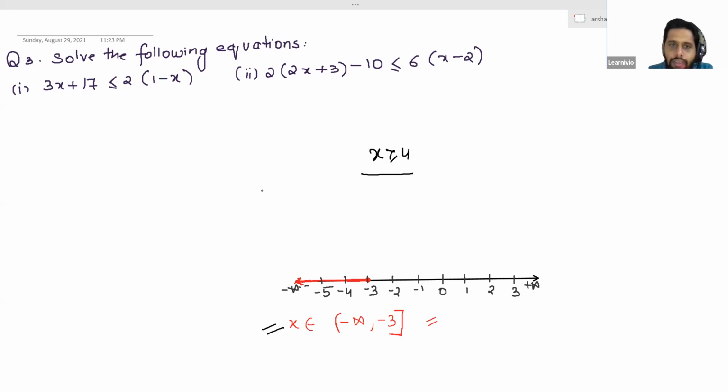John, one more thing. Can you tell me this answer in the interval form? What can we write x belongs to? Very good, Iram. Iqra, your answer is correct. So, John, can you tell me in the interval form?